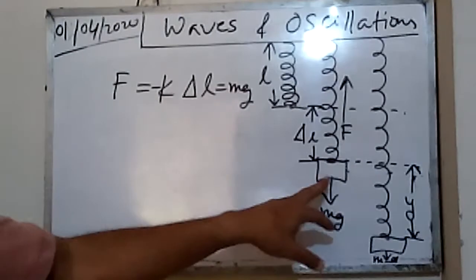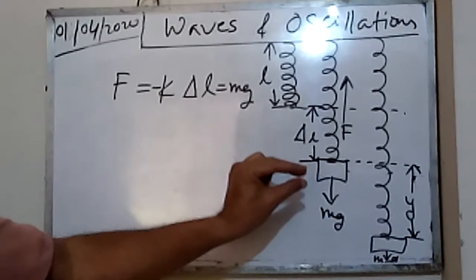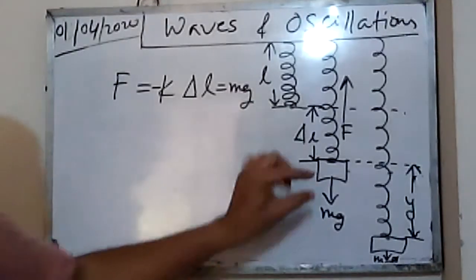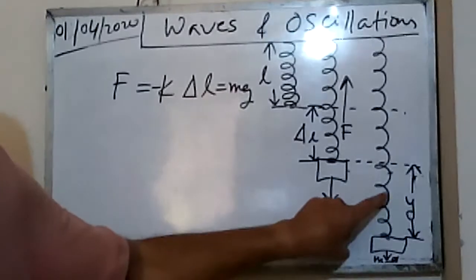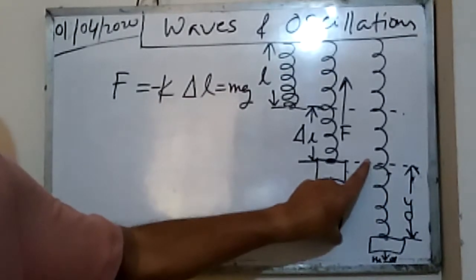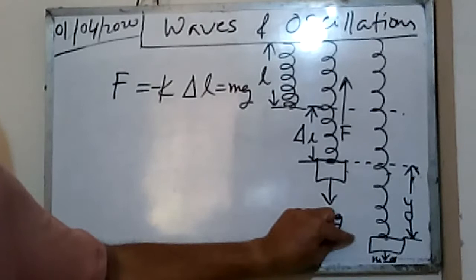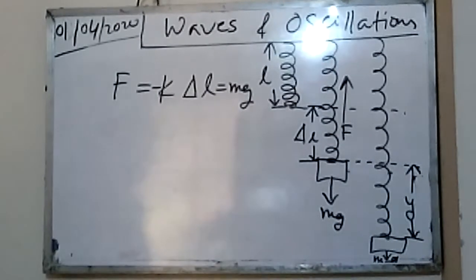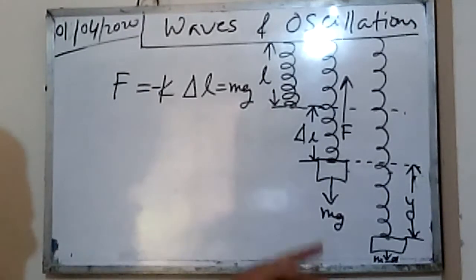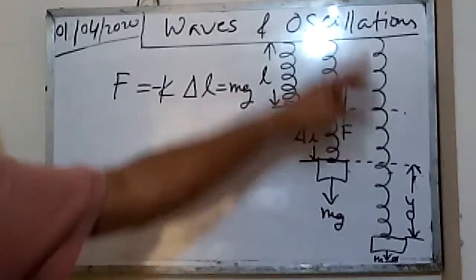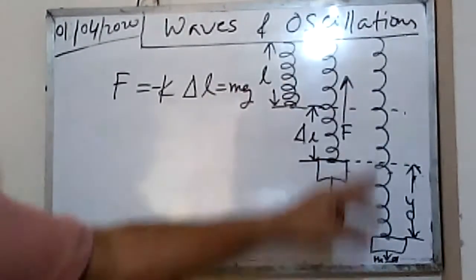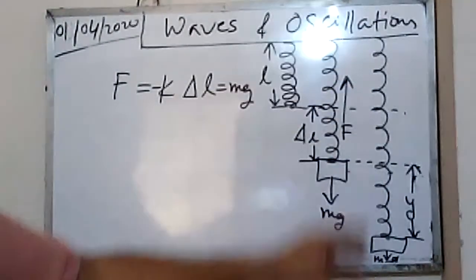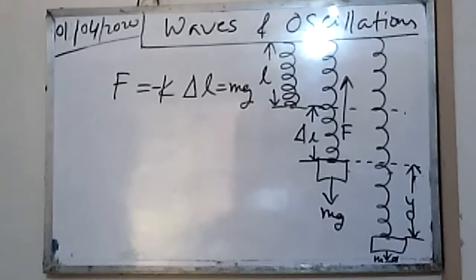Now, if the body is displaced from its equilibrium position and released, the body is displaced by the amount of y. Y is the final displacement of the body, and then you release the body. Then the body will oscillate up and down along the vertical direction.